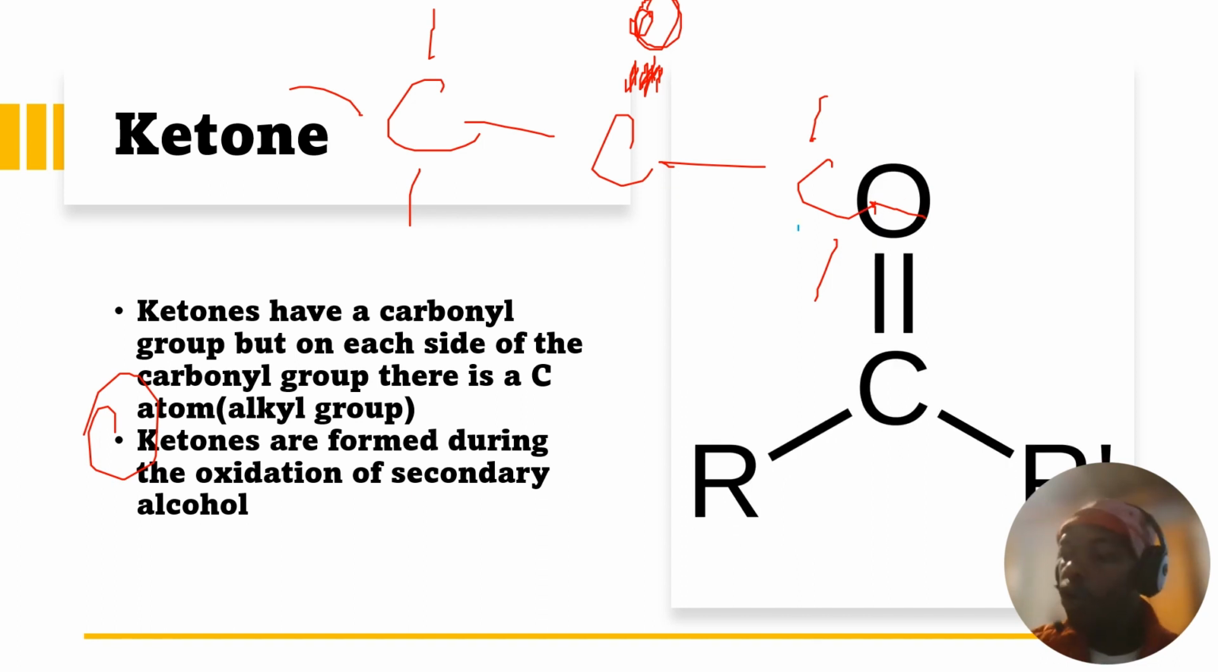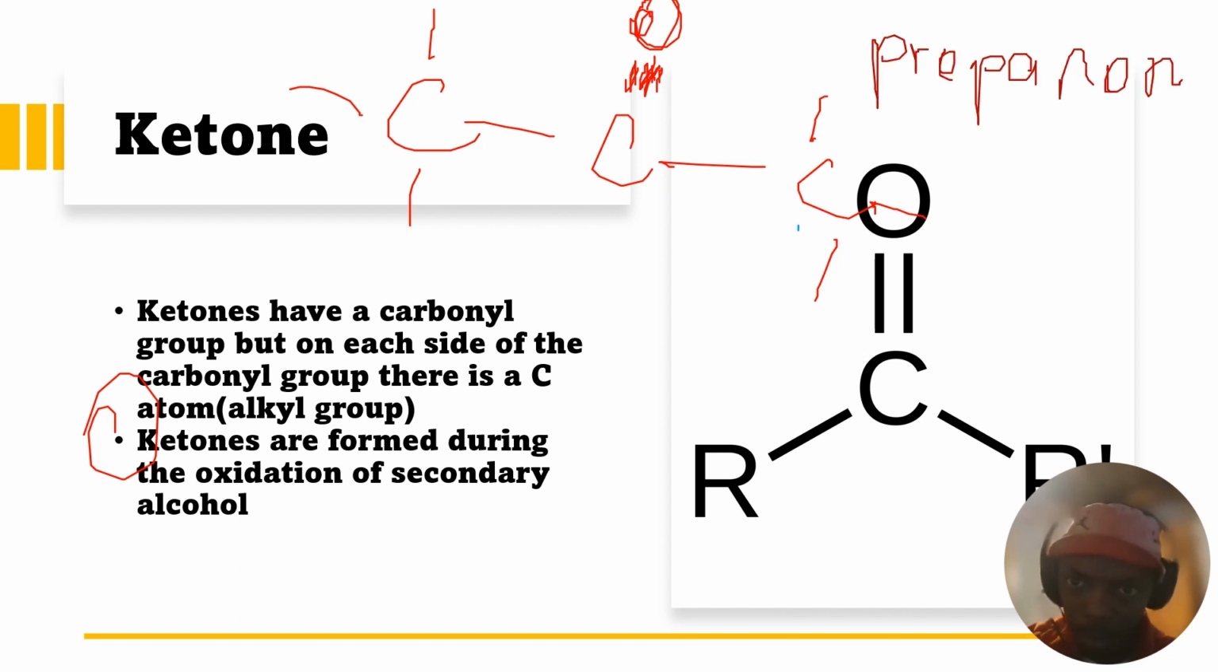Right? And also their suffix is -one. They're always -one. For example, let me make an example. Here, this would be propane. This would be propane two. This would be propanone. I'm lying. This would be propanone.